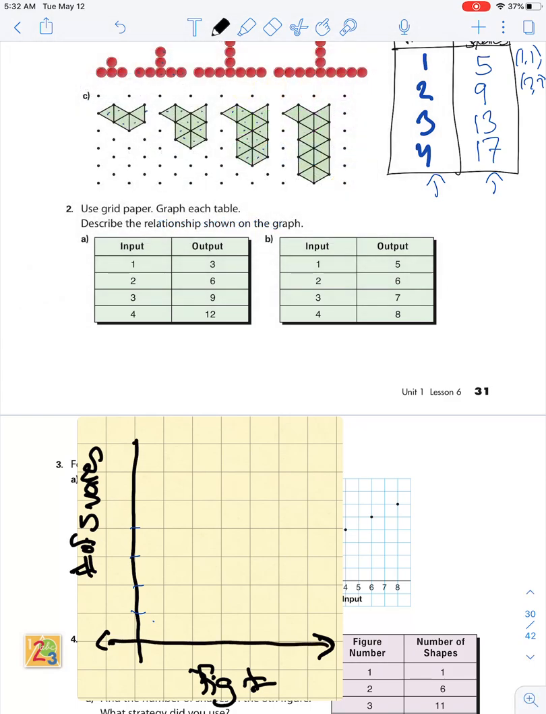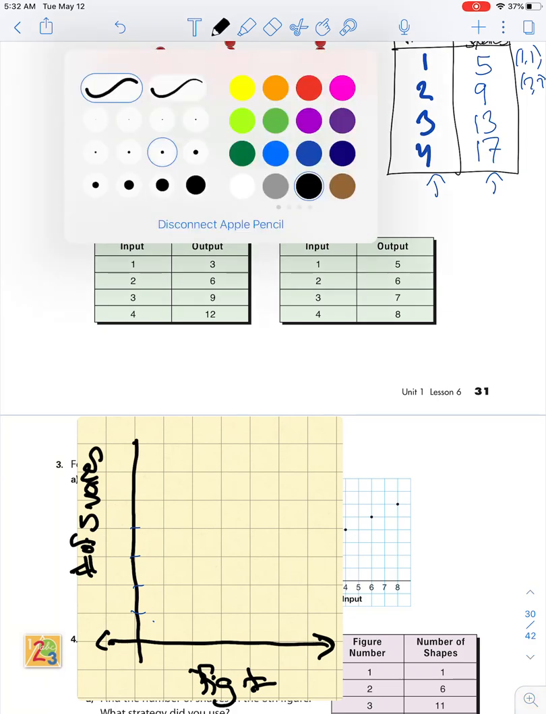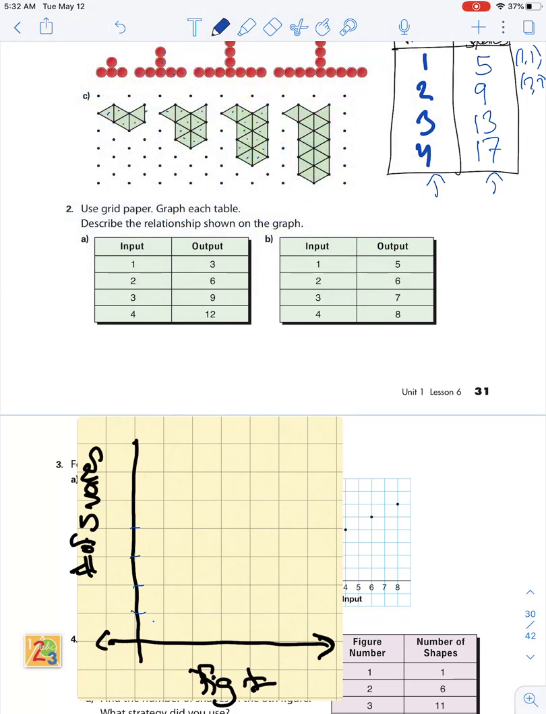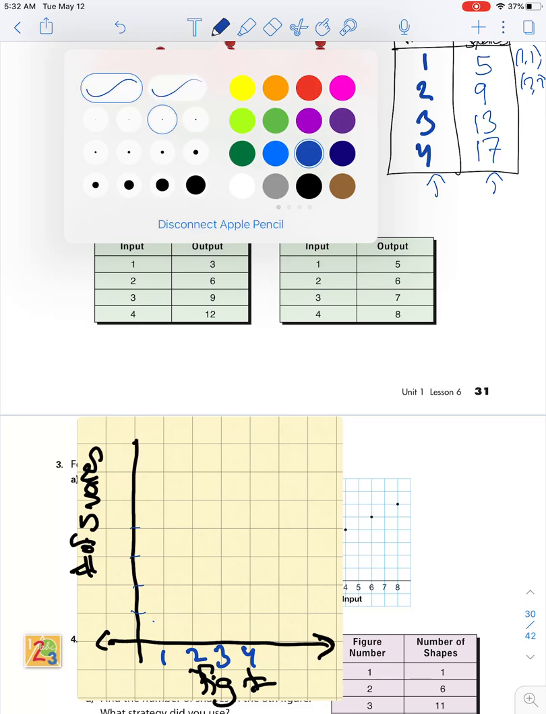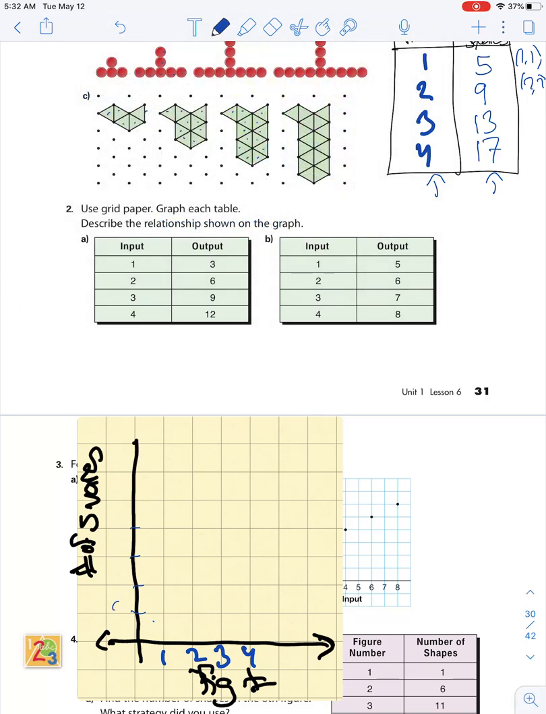Okay, there we go. The next one, we have to do the same thing. Use grid paper to describe the graph. Let's see if we can cut right to doing this without having to make the input output. So here we have 1, 2, 3, 4. That still makes sense. And then up the side, I'm thinking we should do 2s again. So 2, 4, 6, 8, 10, 12. That's going to work perfectly. So 1, 3, 2, 6, 3, 9, 4, 12.